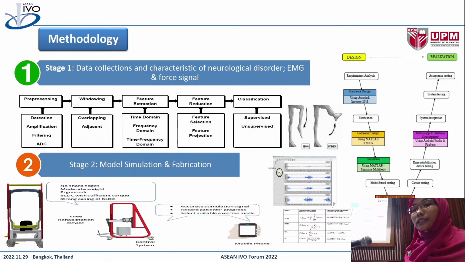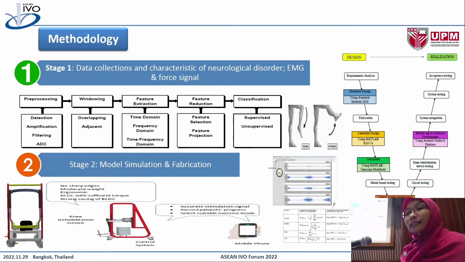So the methodology, or the proposed method. The first one is stage 1, which is data collection and characteristics of neurological disorder, EMG and force signal, where currently we have the ethical approval for EMG and also for the ECG. It will expire, but we will communicate through the Faculty of Medicine to apply for the next projects.